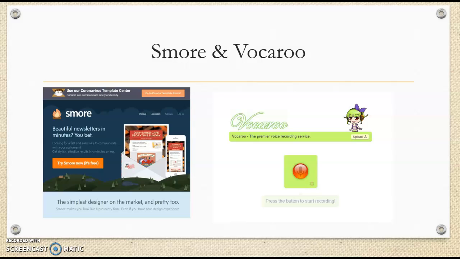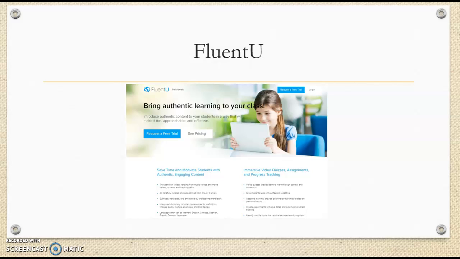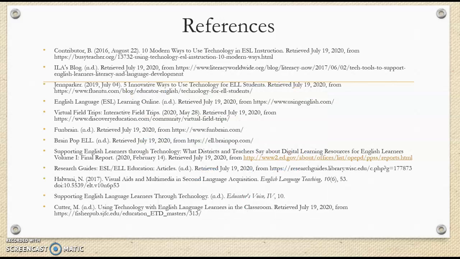Smore is one that does the infographics, so you can make the graphics and have the picture and the word that the picture goes along with. Bookroom records your voice, so you can say words and have the students listen to them so that they can practice their pronunciation. FluentU is a monthly subscription, and it has a whole curriculum to help you learn English.